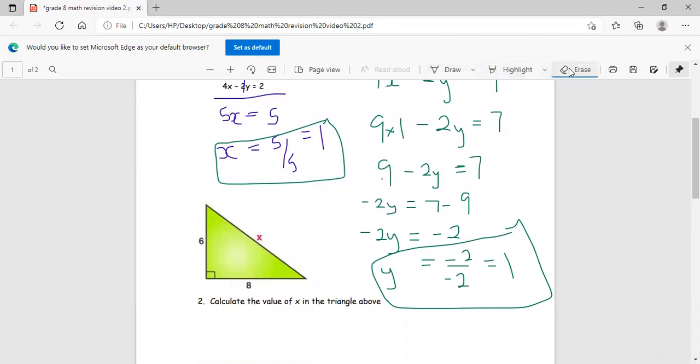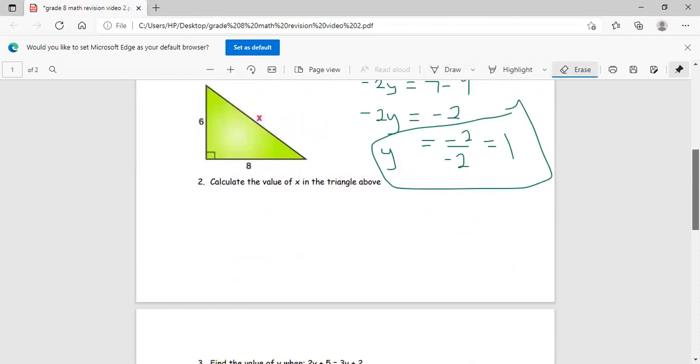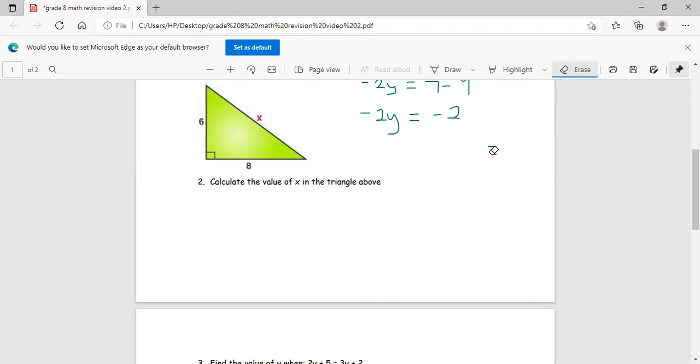So I have to remove this. Okay, I can come down and use this space. Now, this is called Pythagoras theorem. This is question number 2. It's not the same as this. Let me remove this. All right. That is called Pythagoras theorem.